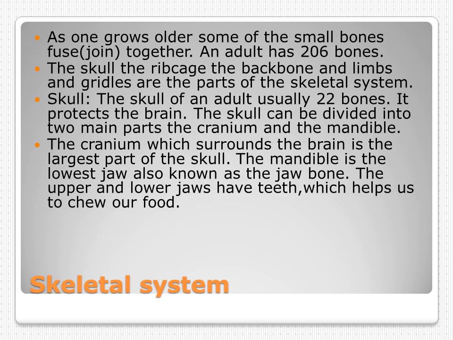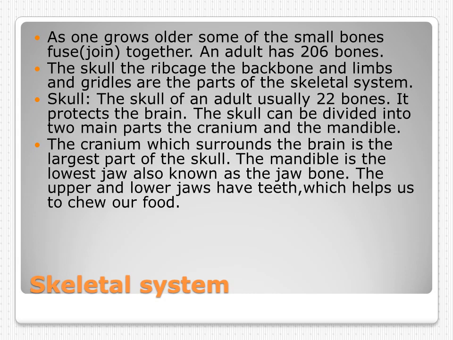I am repeating again, listen students. When a baby is born, they have 300 bones. When they are growing older and older, the small bones fuse together. So an adult has 206 bones. What are the parts of the skeletal system? The skull, the rib cage, the backbone, limbs, and girdles. These are the parts of the skeletal system.